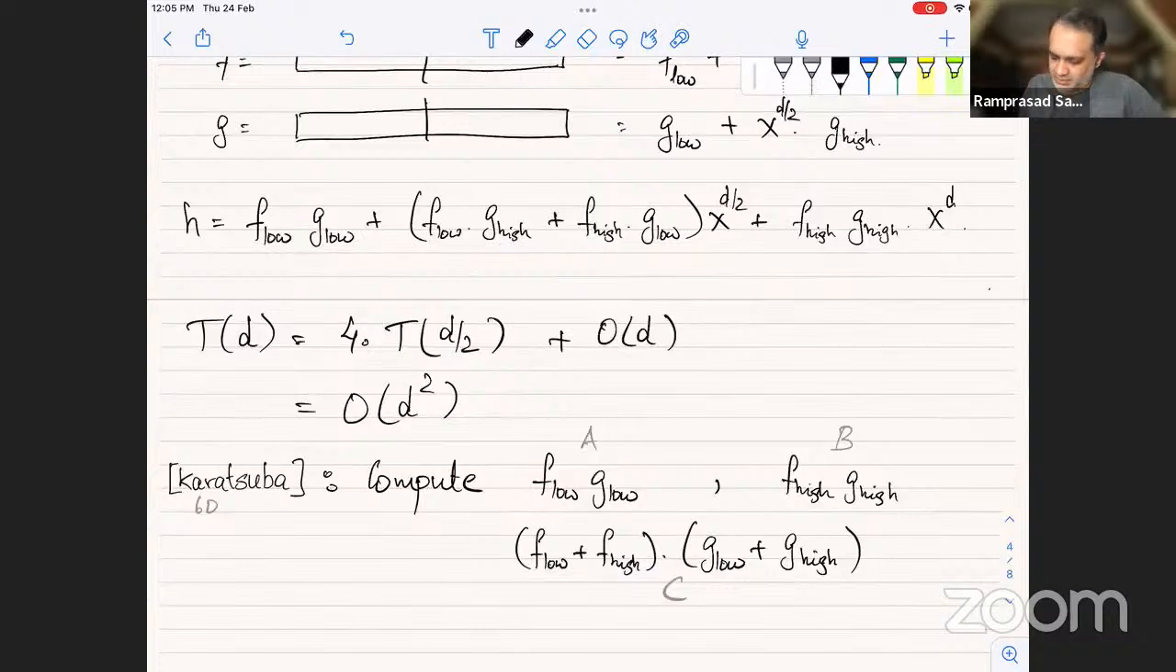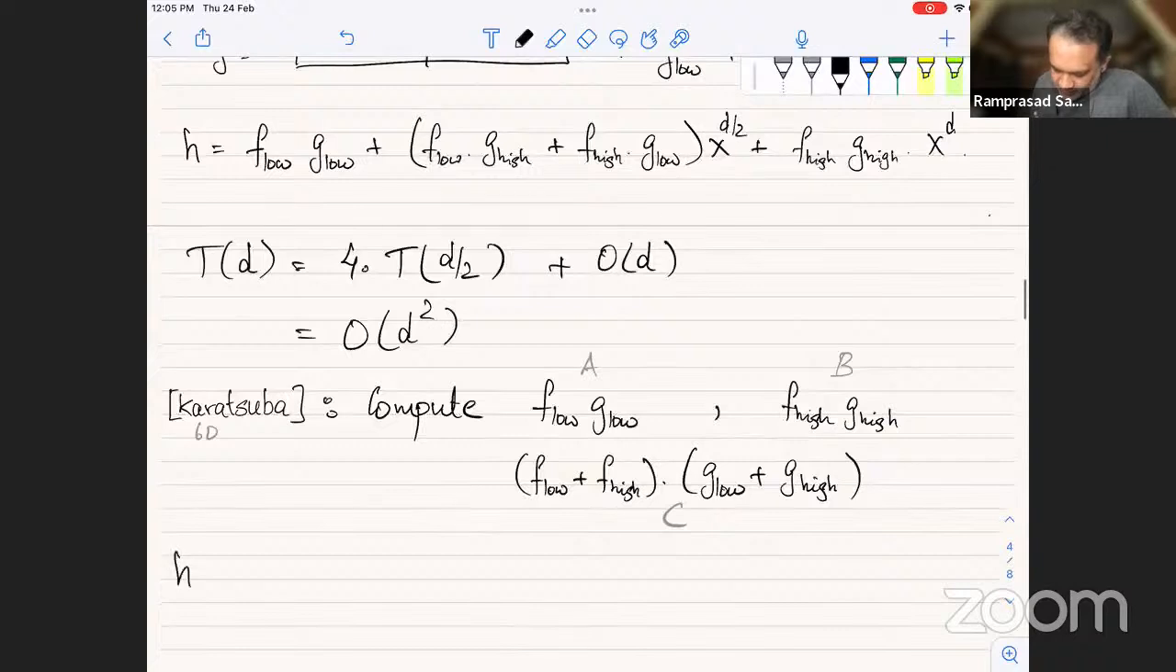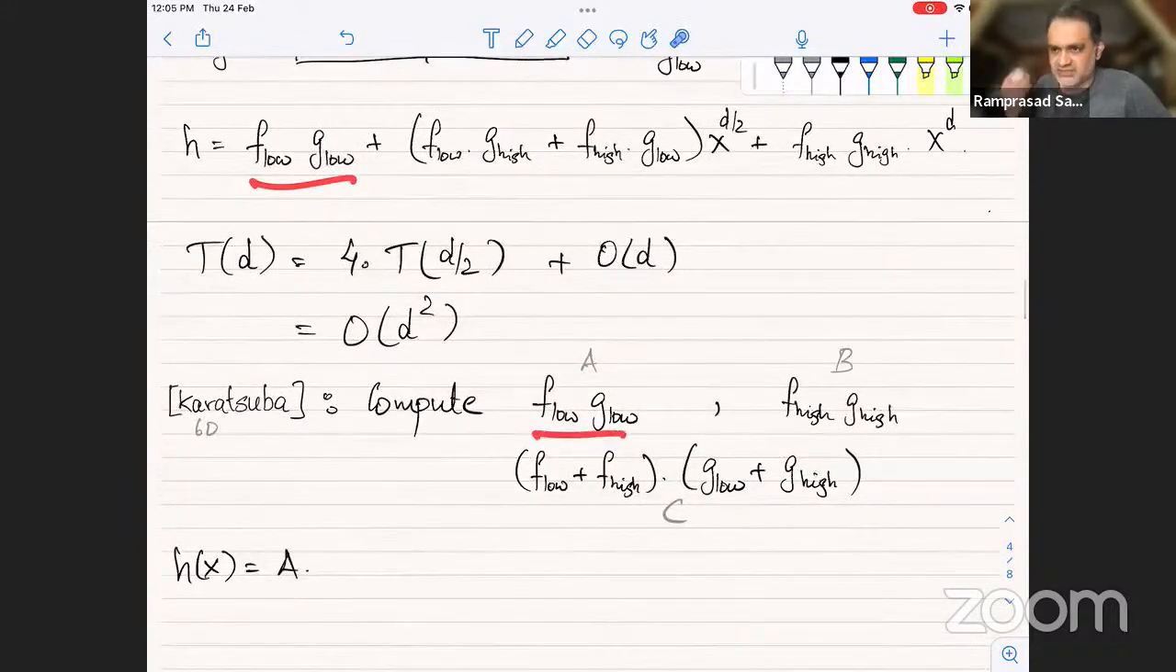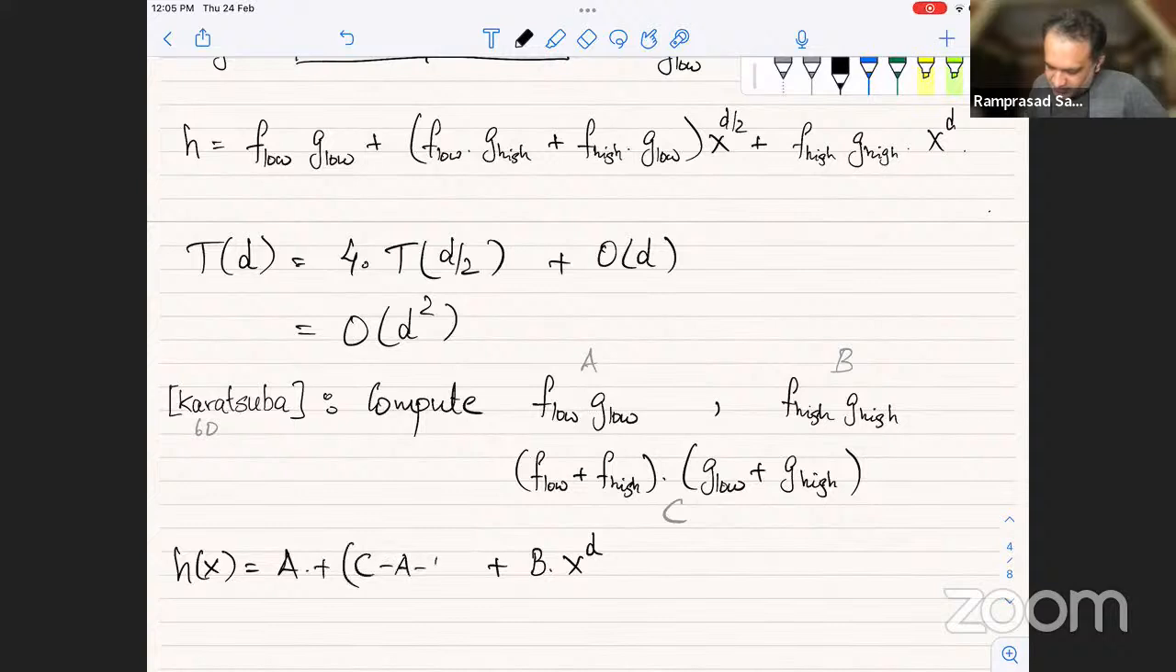Now, what can I say about h of x? This is going to be A, because that was f low g low, which I already have. That's my A. And then there is B times x power d, which is just a shifted version of what the polynomial B was. And the cool part is the following, which is that this middle term is exactly C minus A minus B.